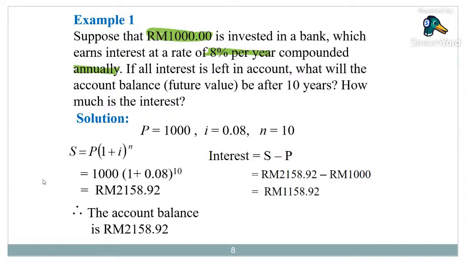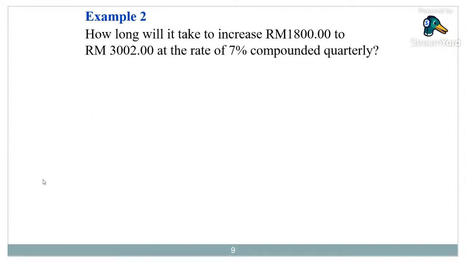Maksudnya interest dia dapat banyak, 1,158.92, which is kalau ikutkan lebih daripada 100% dapat. Betul tak? Sebab kita simpan 1,000 tapi kita dapat interest pun lebih daripada 1,000 tu. So sangat berbaloi lah simpan di sini. 8% ni memang tinggi lah. Okay, selepas 10 tahun. Okay, so example tu.